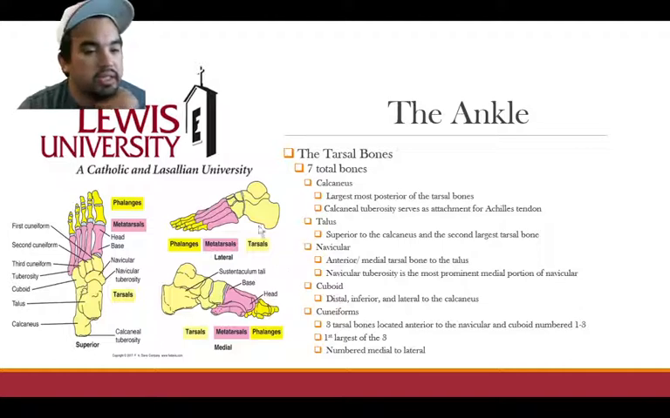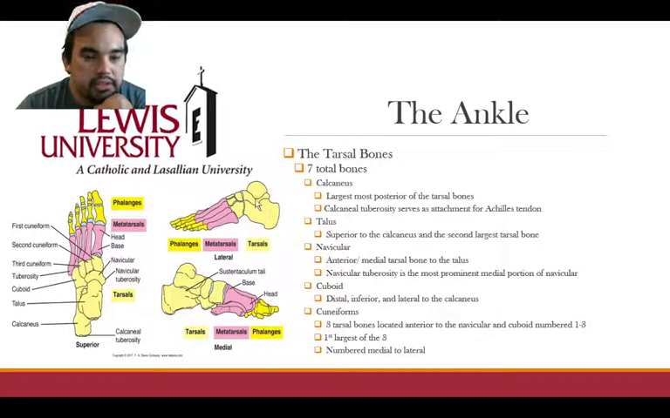Then we have the talus, which sits on top of the calcaneus. So you see it right here. It's this guy. You can see it from an overhead view here. And it sits on top of that calcaneus. And this is the bone that articulates with the medial and lateral malleolus within the talocrural joint.